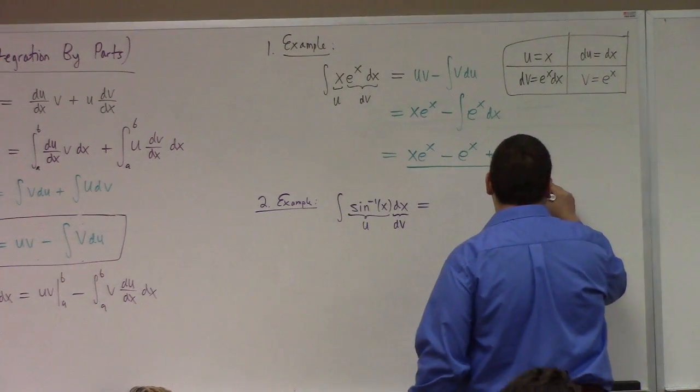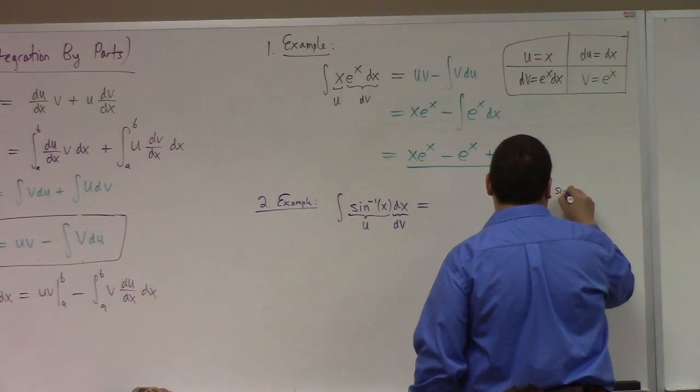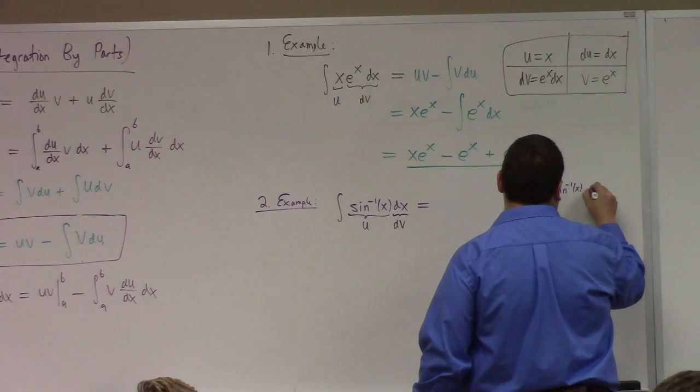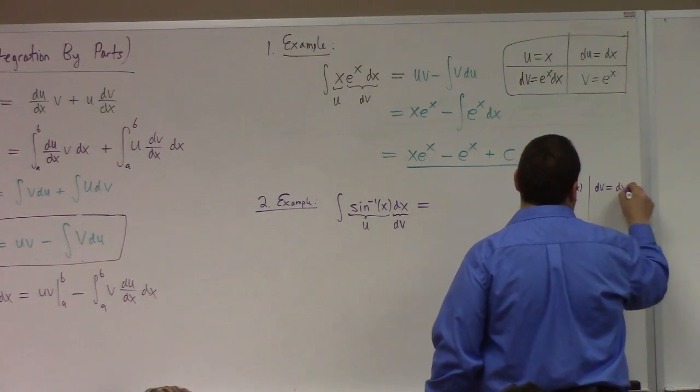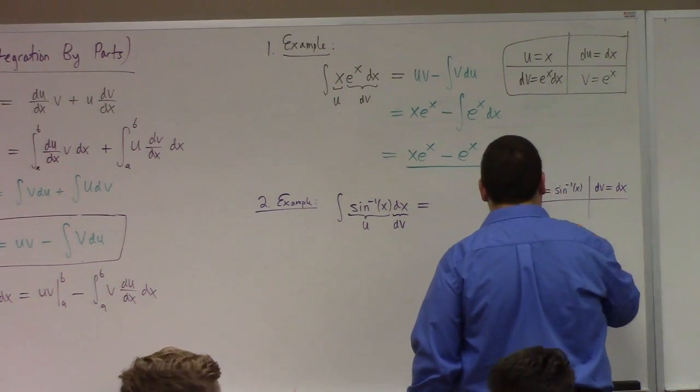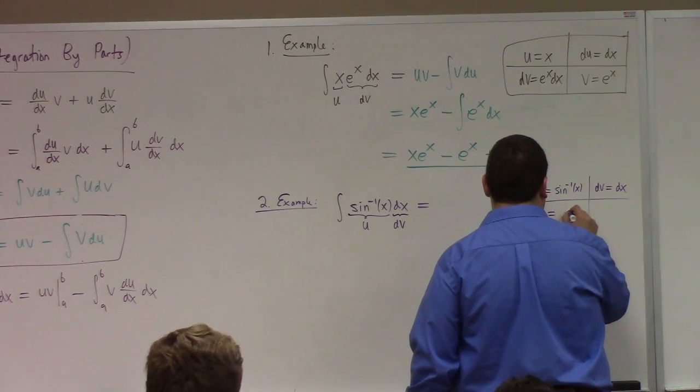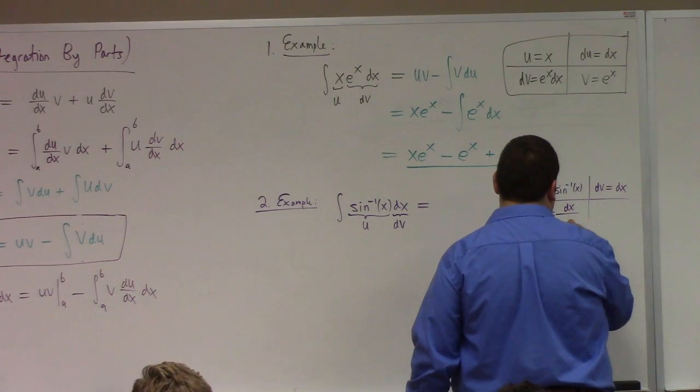So I write over here, just to keep things organized, u equals inverse sine, dv equals dx over the square root. I seem to have violated my template. Oh well, you can forgive me.